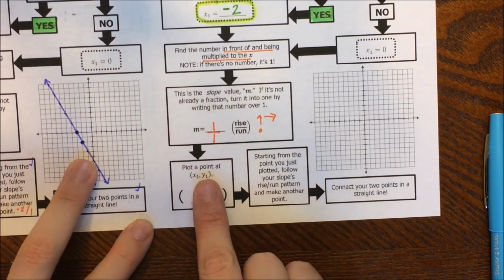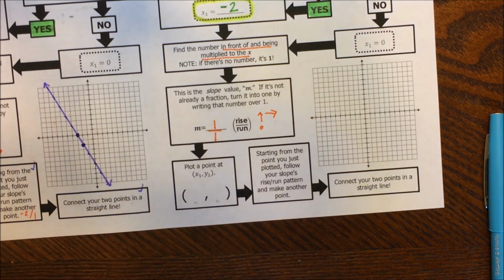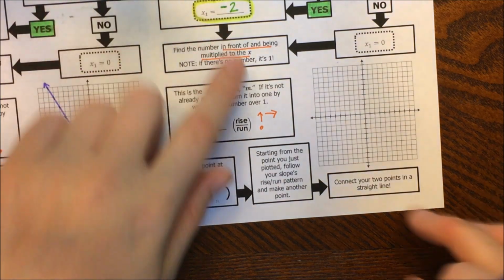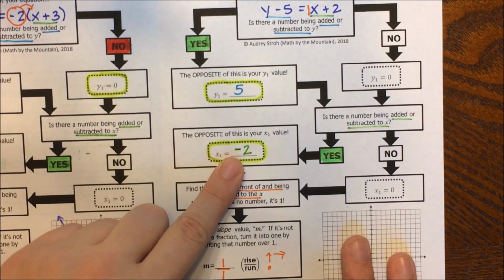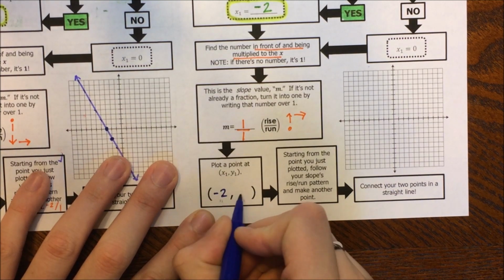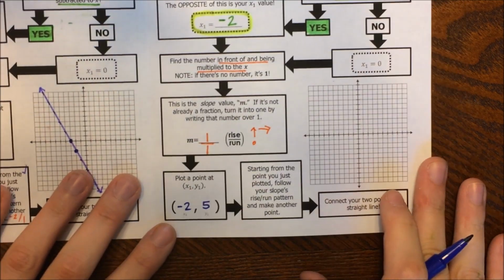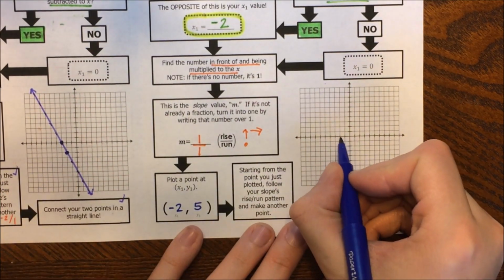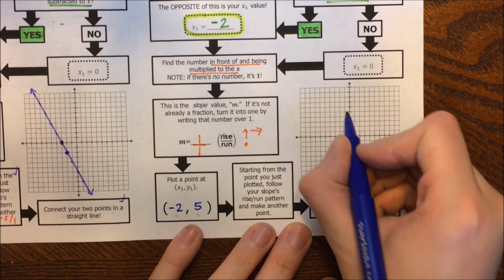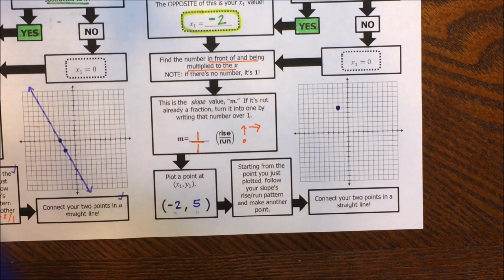So going down one level further, plot a point at x1 comma y1. Right, so x1, if we go up, was -2, y1 was 5. So -2 comma 5 is where we would like to plot a point. 2 back, 1, 2, 3, 4, 5 up. All right.